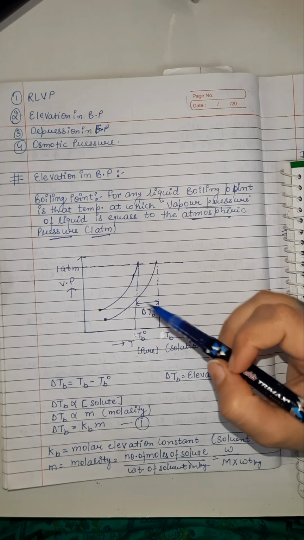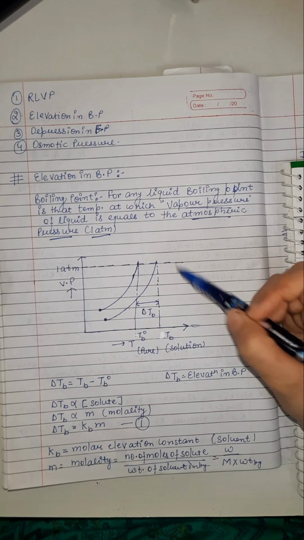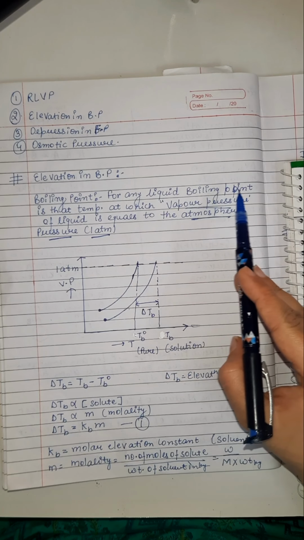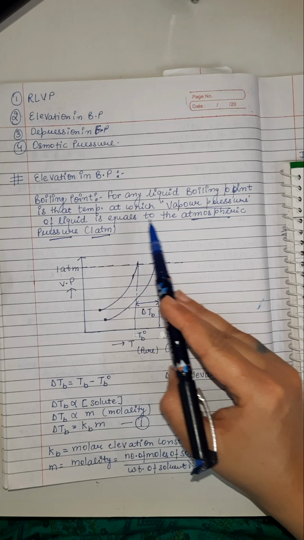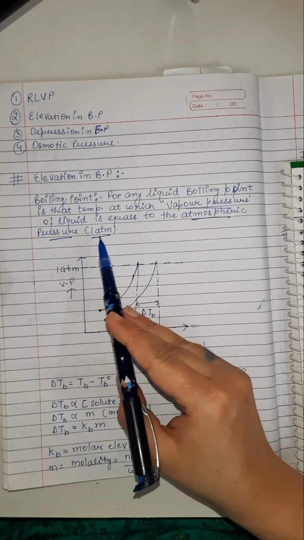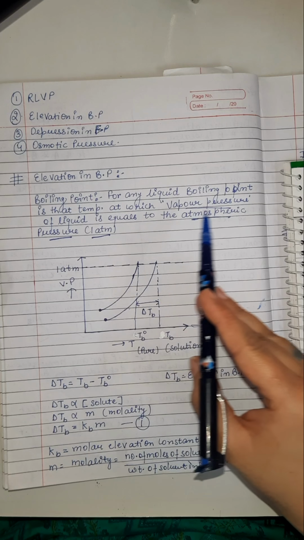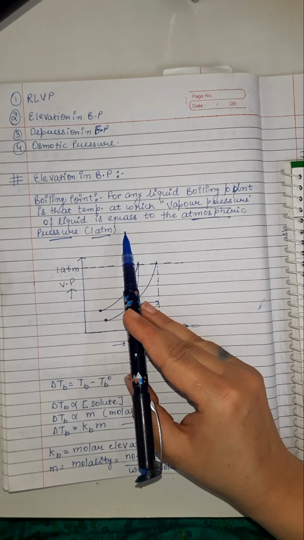Today we are going to start with our next topic, that is elevation in boiling point. Before starting with the topic, let us understand what is boiling point. For any liquid, boiling point is that temperature at which vapor pressure of liquid is equal to the atmospheric pressure, that is 1 atm.